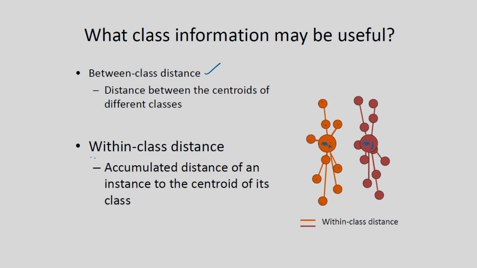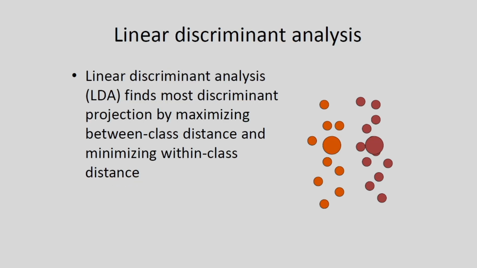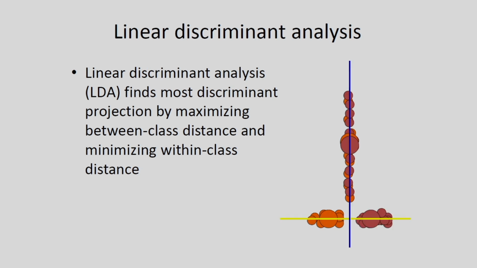So these two conditions, the within class distance and the between class distance, are very important for LDA. In linear discriminant analysis, LDA finds the most discriminant projection by maximizing the between class distance and minimizing the within class distance. Here I am showing these two cases. First, you can see this blue is the projection direction, and the samples of the two classes are overlapping. That is, the discrimination between these two classes is minimum.